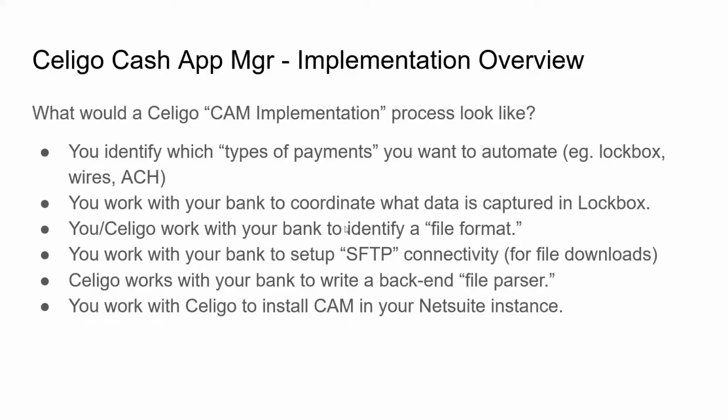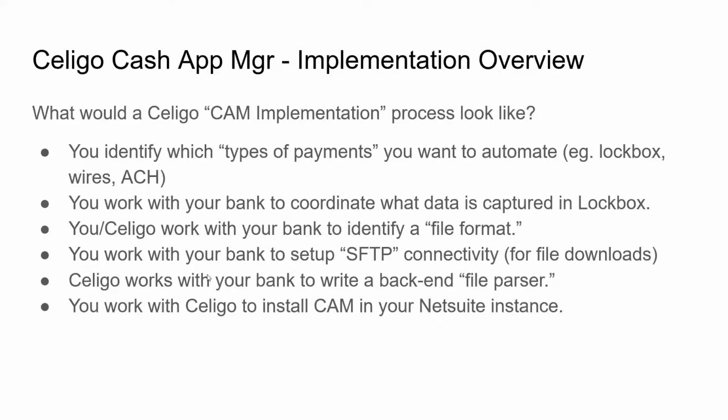Then you and Celigo work with the bank to identify a file format. Really, Celigo does most of this. So basically, you line up phone calls with Celigo and the bank, and they talk real technical details about file formats, and you just broker the calls. You would then work with your bank to set up SFTP connectivity. That's where basically you get a username and a key established.